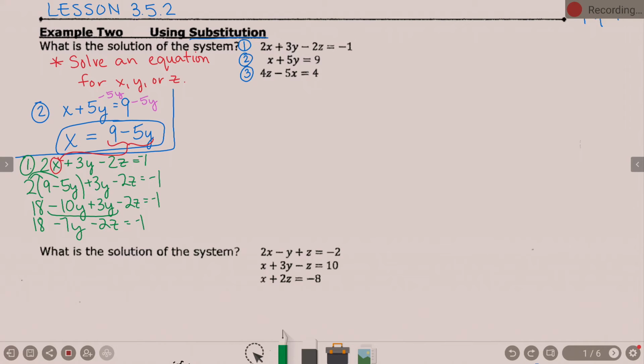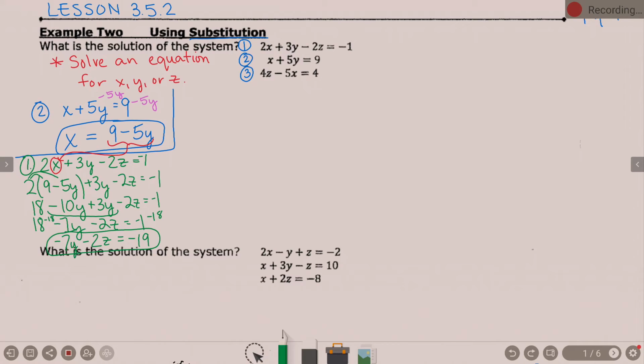And now if I want just a nice equation to work with, not going to be great because we're going to have negatives, but how do I get 18 to the other side? We're going to subtract 18. If I subtract 18 on one side, subtract on the other side, what equation do we have left? Negative 7y minus 2z equals negative 19. Okay, guys, take a wild guess what I'm going to call this. 4. This is equivalent to equation 4.